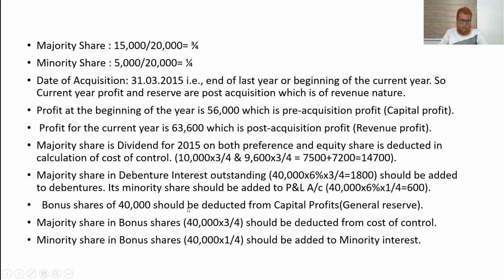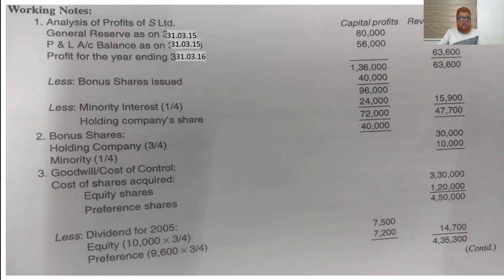First of all, it should be deducted from the general reserve, that is capital reserve or capital profits, pre-acquisition reserve. Here in the solution we have written as capital profit or capital reserve. Then its majority share, 40,000 into 3 by 4, should be deducted from cost of control, and its minority share should be added to the minority interest. These are the basic explanation I have given. Now let us go to the calculations.